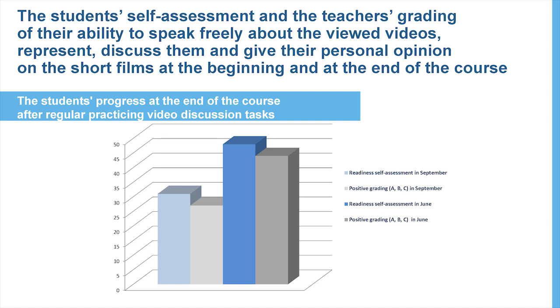At the end of the course, all 48 students decided to have a detailed conversation about the watched videos with their English teachers. 92% of the speakers in the optional discussion were graded good and excellent. Thus, all 48 students felt able to speak freely about the viewed videos, represent and discuss them, and give their personal opinion on the short films. Only 4 students were graded satisfactory for their ability to comprehend B2 level texts by listening, to scrutinize the short film within the discussion with their teacher, and to review the plot independently.